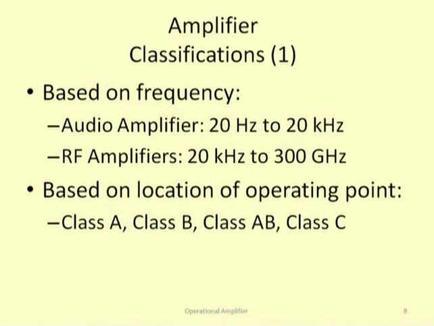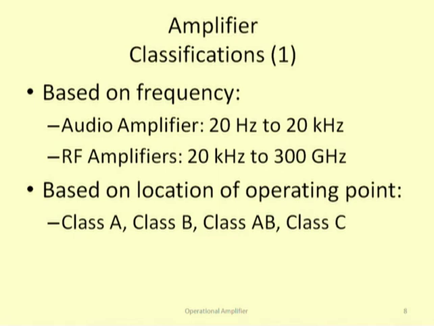Now, we can actually superimpose the load line on the transistor characteristics. Then this operating point, if it is at the center of the load line, then the amplifier circuit would be operating for the entire cycle of the input signal, or we can say for the 360 degrees of the input signal. Then that amplifier is classified as a Class A category.